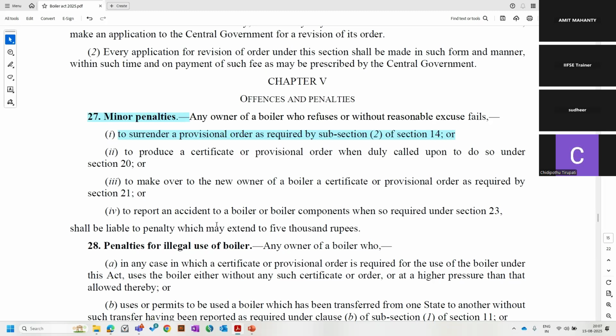See, these are the reasons where if you fail to fulfill the requirement, you will be penalized up to 5,000 rupees: report of an accident, handover of ownership of the boiler and certificate or provisional order, and also producing the certificates or surrender of orders. If you are not operating the boiler, you have to surrender.